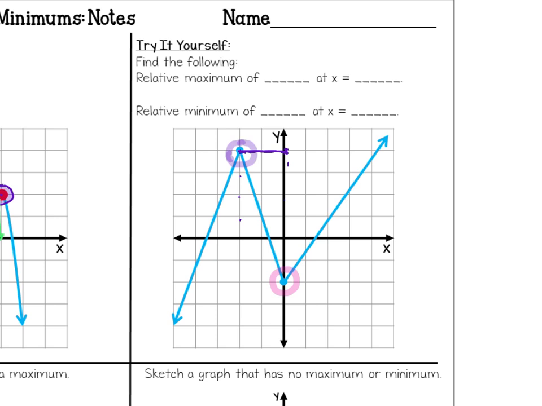So I have a relative maximum of 4. And where's that 4 located at? Where's the x value for here? So if I drop a line or dotted line down from there, what's my x value here? Well, that is -2.